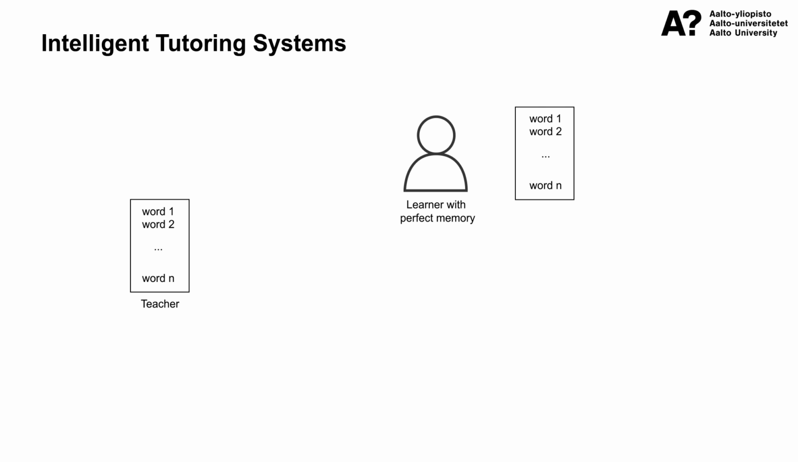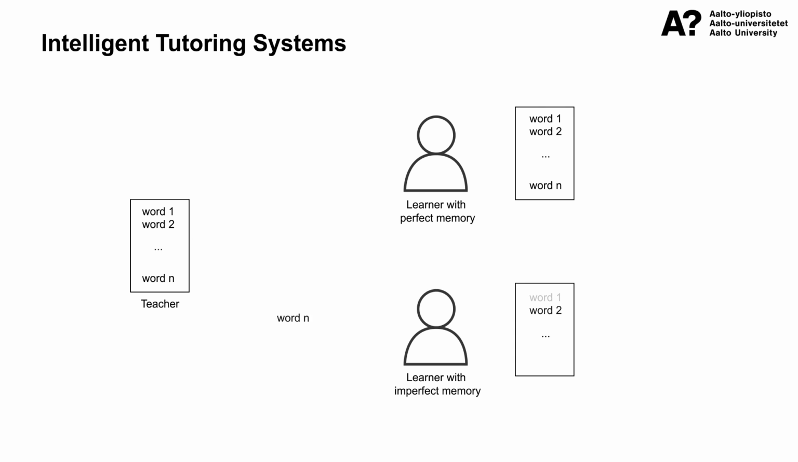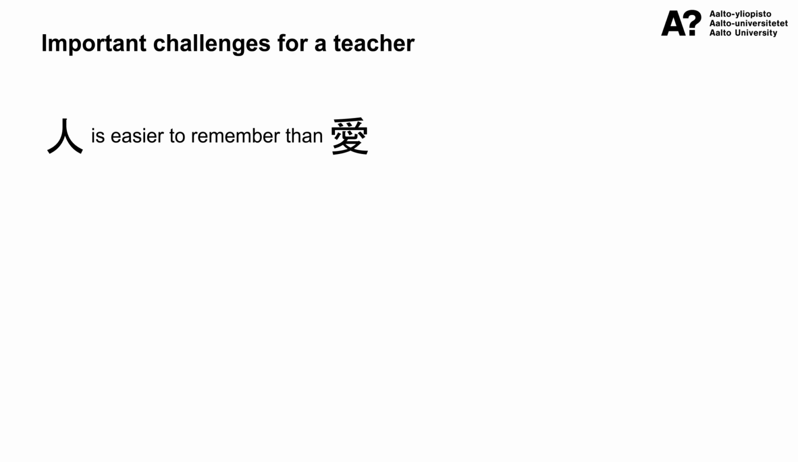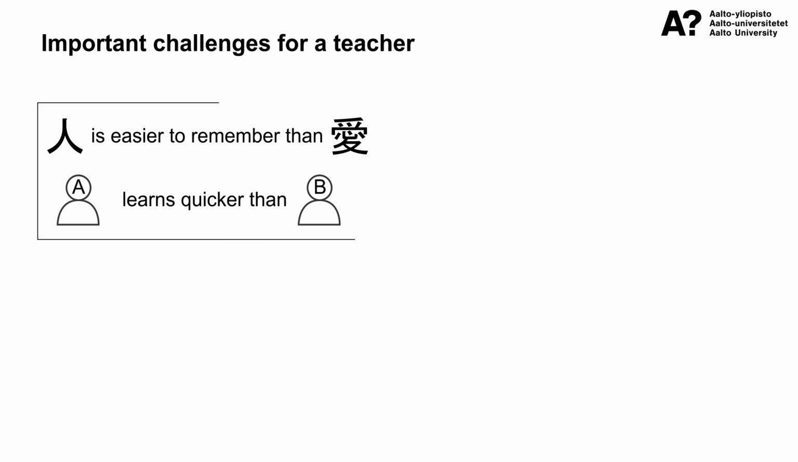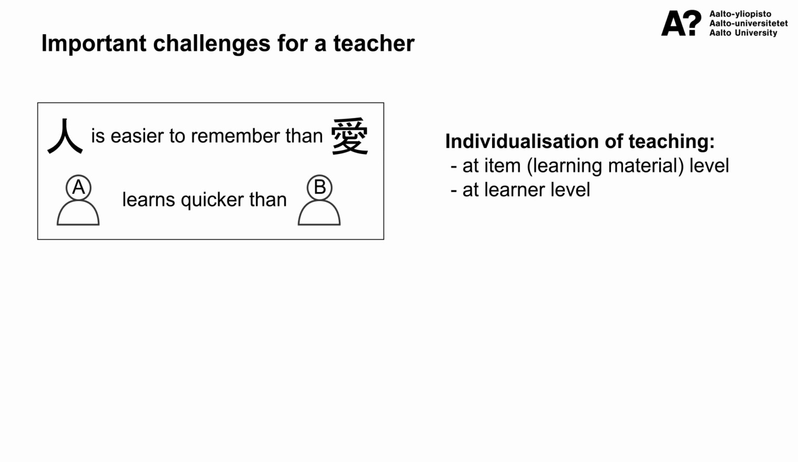In practice, human learners have only imperfect memorization, and it is therefore of primary importance to present each word multiple times. Determining when to present again a word is not trivial and depends on multiple factors. For instance, some words are easier to remember than others. In a similar way, some learners learn quickly, some require more time. This diversity in the memorization behavior reflects the importance of individualization for both learners and learning material.